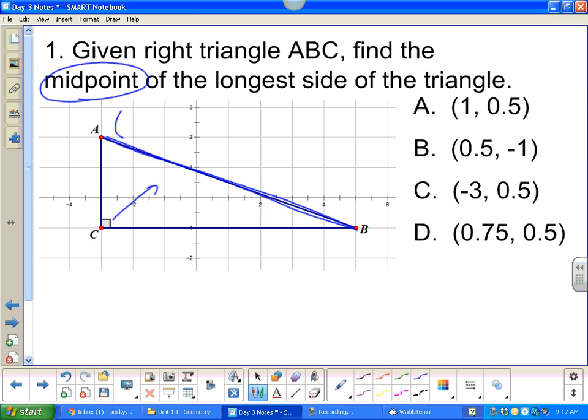So the coordinates for A, 1, 2, 3, -3, and 1, 2, 2. And then B is 5, -1. So the midpoint, -3 plus 5 is 2, half that's a 1, and 2 plus a -1 is a 1, and half that is a half. So 1/2, so right about there is our midpoint.